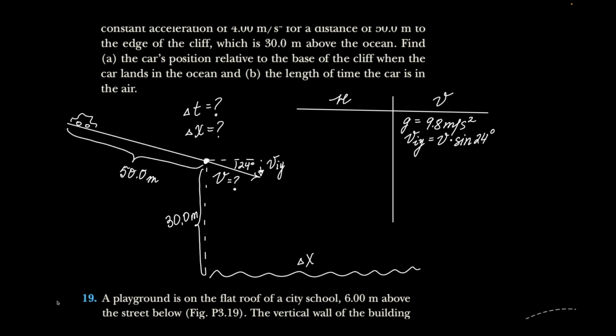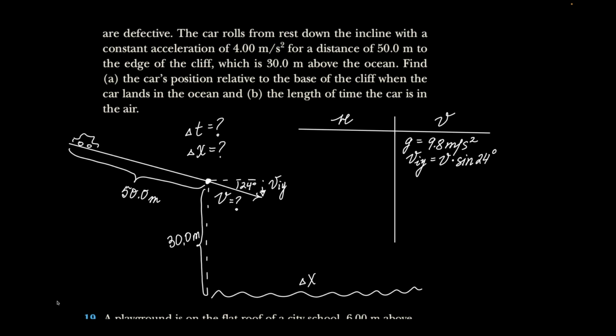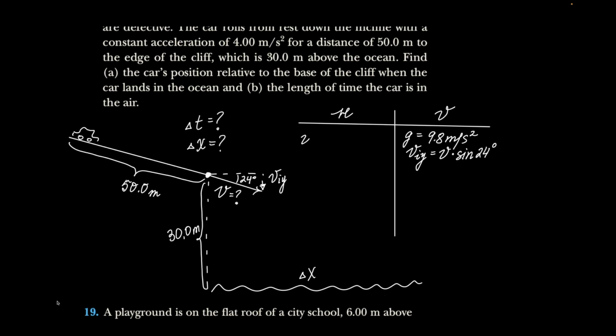Now how do I figure out that v? I know that it travels 50 meters at 4 meters per second squared acceleration. So I'm going to use v final squared equals v initial squared, which is 0 so that's non-existent, plus 2 times change in x times a. Mind you, it's not the acceleration due to gravity, it's the acceleration with which the car is going down that incline. So v final is the root of 50 times 2 times 4, which is 400, so v final right here is 20 meters per second. So over here v initial y is 20 sine of 24 degrees.